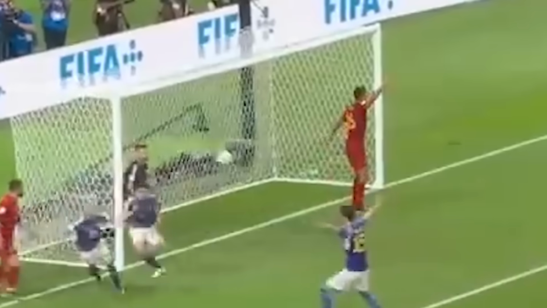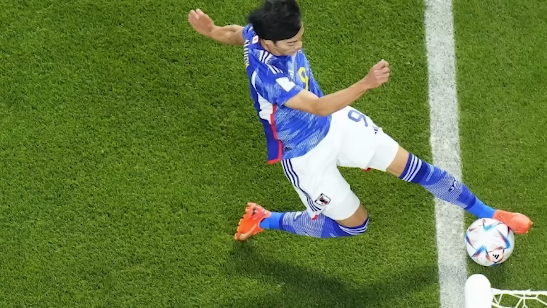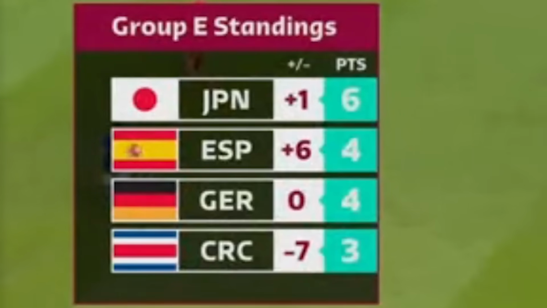Oh my god! Holy sh**! Blow lock is real! Ladies and gentlemen, if you didn't know already, Kaoru Mitoma is that f***ing guy. With Japan now 2-1 up, they jump from 3rd to 1st in the group.